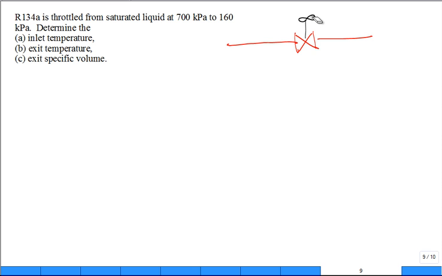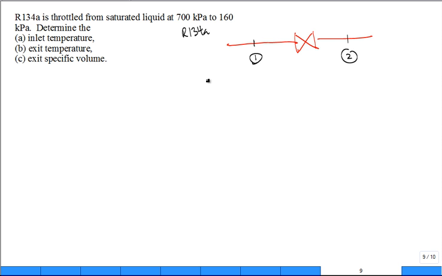Well, this is a restriction as well, this symbol like this. And what it says was it's like a blockage. It's a restriction, okay? Like a partially closed valve would be. Now, we're bringing in refrigerant 134A. The state 1 is the inlet, and state 2 is the outlet across this restriction, this throttling device.